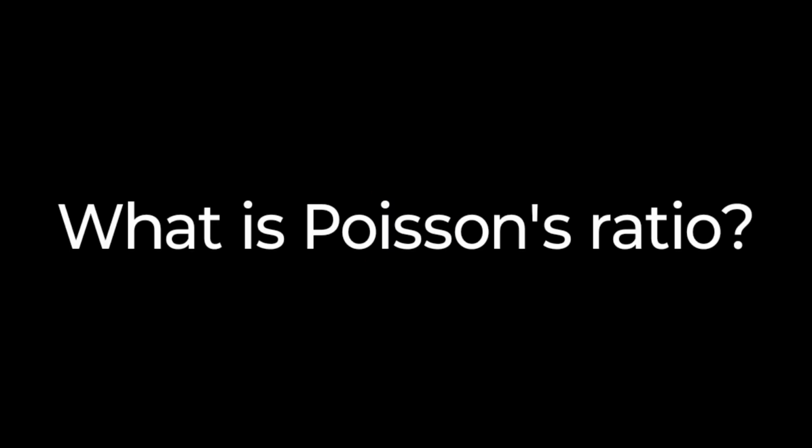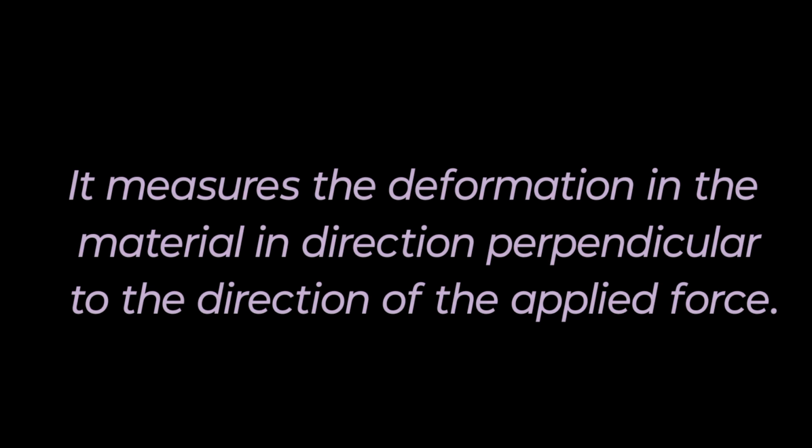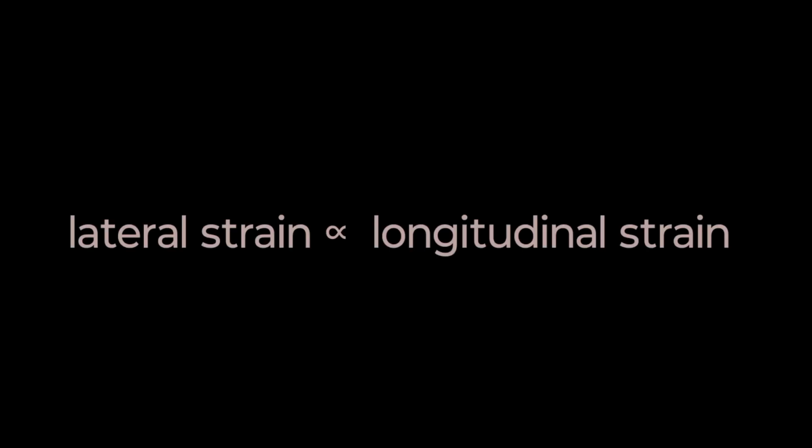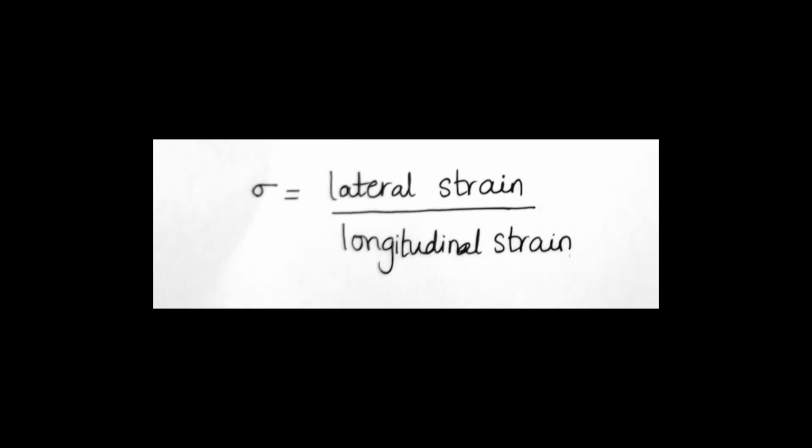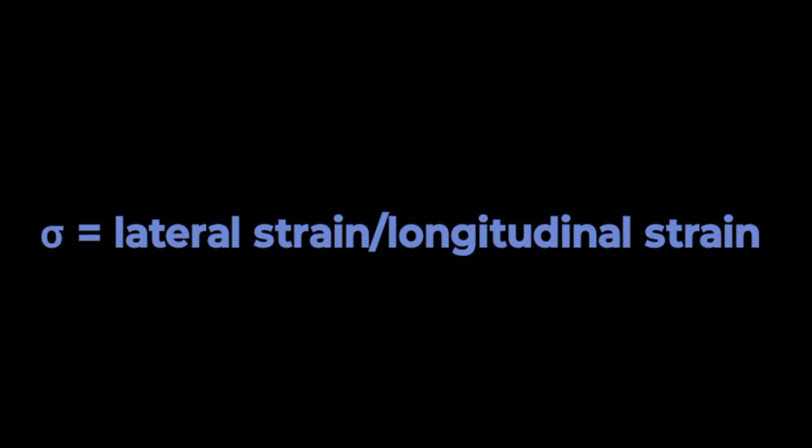Next question can be related to Poisson's ratio. So in this you are supposed to answer that Poisson's ratio measures the deformation in the material in direction perpendicular to the direction of the force applied. It is given as lateral strain is directly proportional to longitudinal strain. Whenever you remove the proportionality sign, you will add one constant. So lateral strain is equal to sigma times longitudinal strain. Now sigma is equal to lateral strain upon longitudinal strain, and this sigma is my Poisson's ratio. It is a unitless and dimensionless quantity.